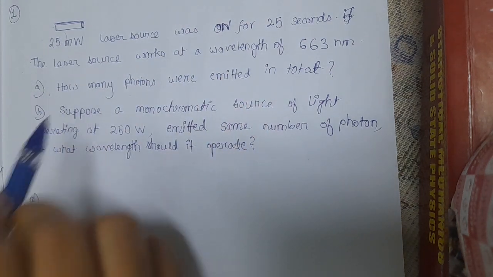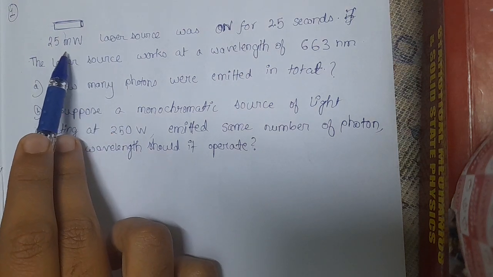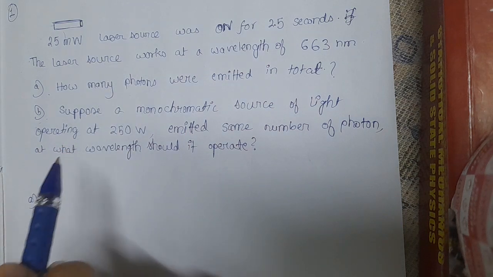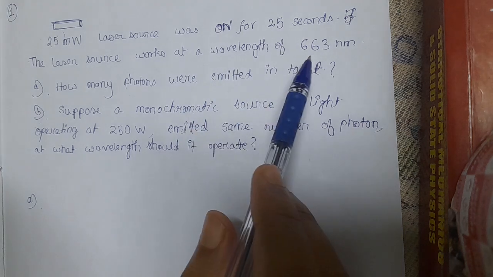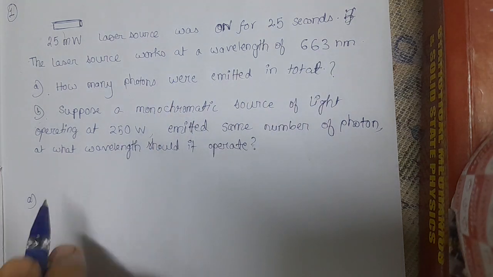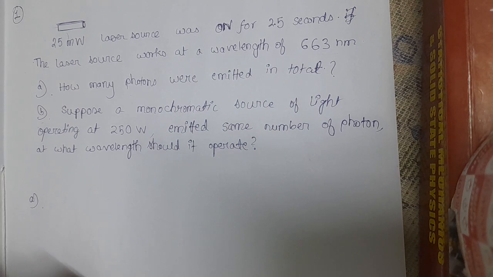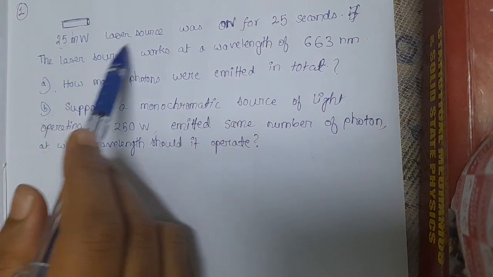So first we'll solve the A part. The laser source delivered 25 into 10 to the power minus 3 joule of energy per second, and it was on for 2.5 seconds. It worked at a wavelength of 663 nanometer. The important thing to note here is that the energy that each photon carries will not depend on the power at which the device operates.